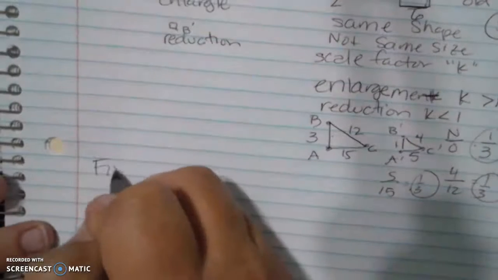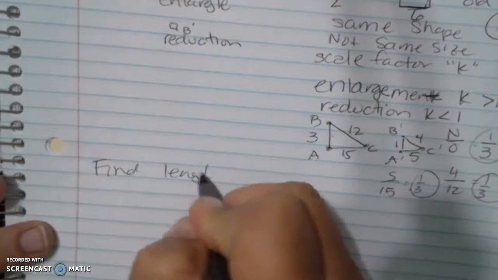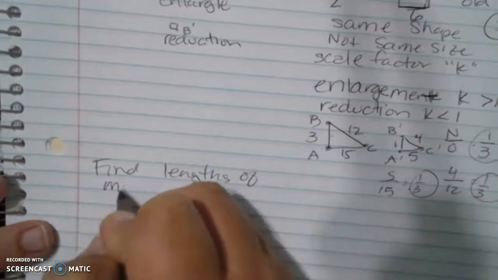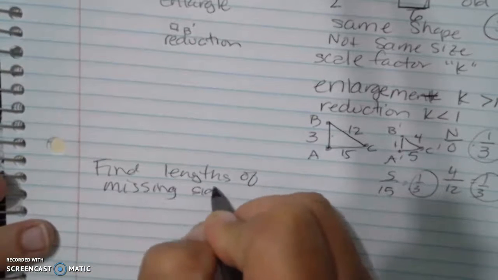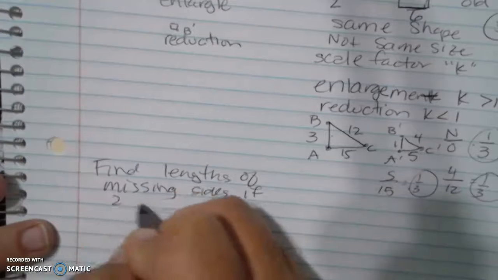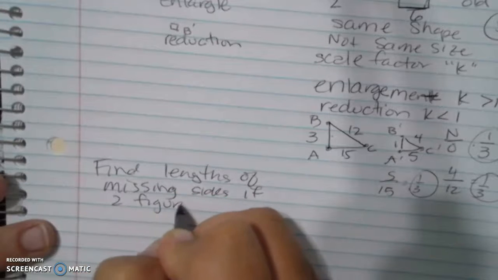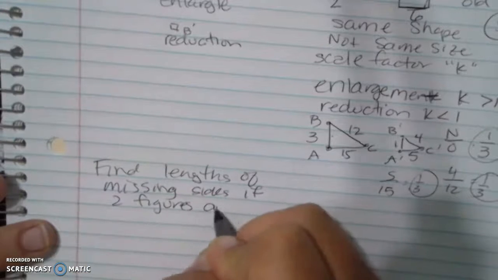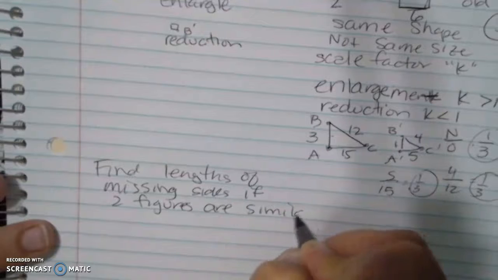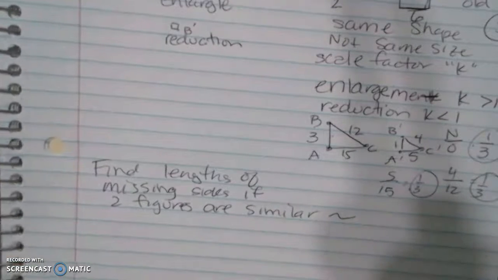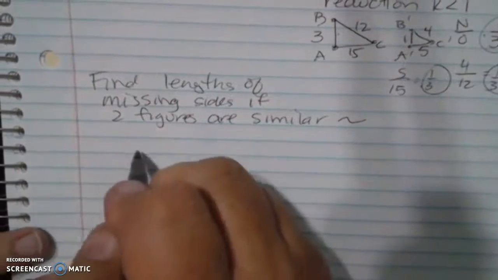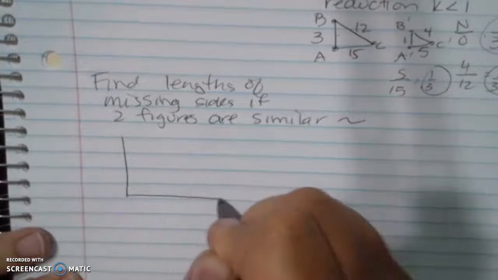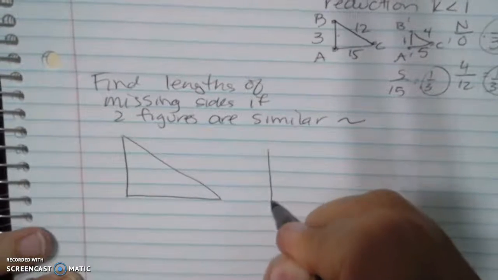We can use the scale factor to find lengths of missing sides if two figures are similar. Okay, and the symbol for similar is that little squiggly line. So let's say I have, let's do this shape right here.